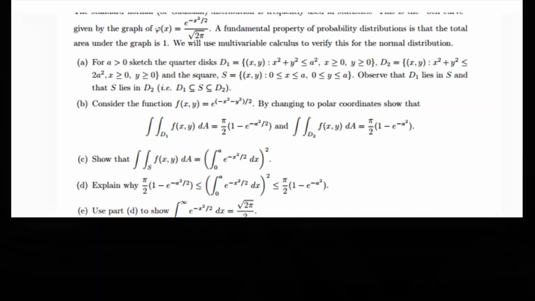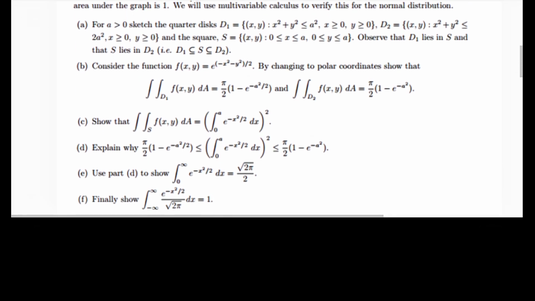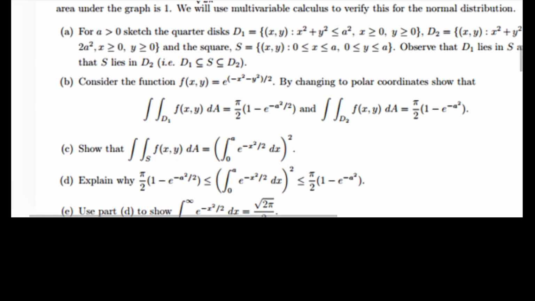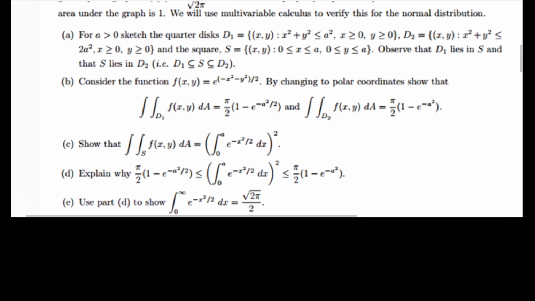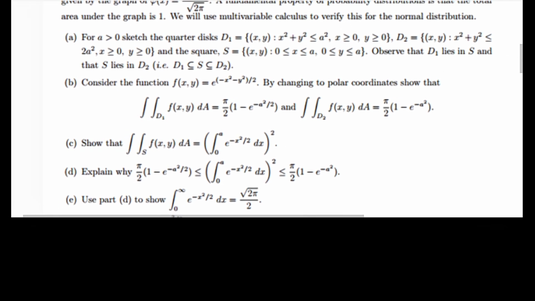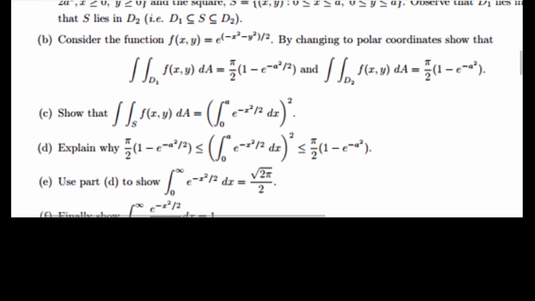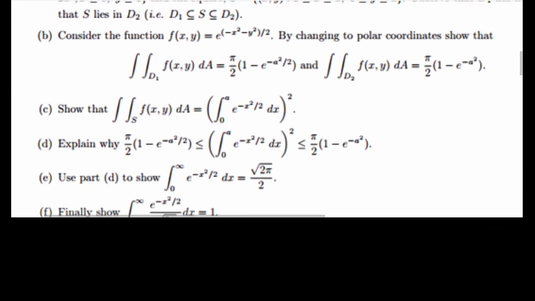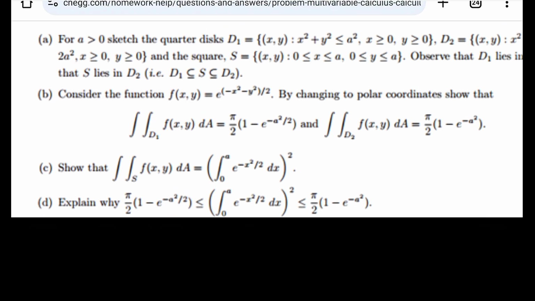B says we should consider the function f of x, y equals e to the power of (minus x squared minus y squared) over 2. By changing to polar coordinates, show that the double integral over the region D1 of f(x, y) dA is equal to pi over 2 times (1 minus e to the minus a squared over 2), and we should also show that the double integral over D2 of f(x, y) dA is equal to pi over 2 times (1 minus e to the minus a squared).